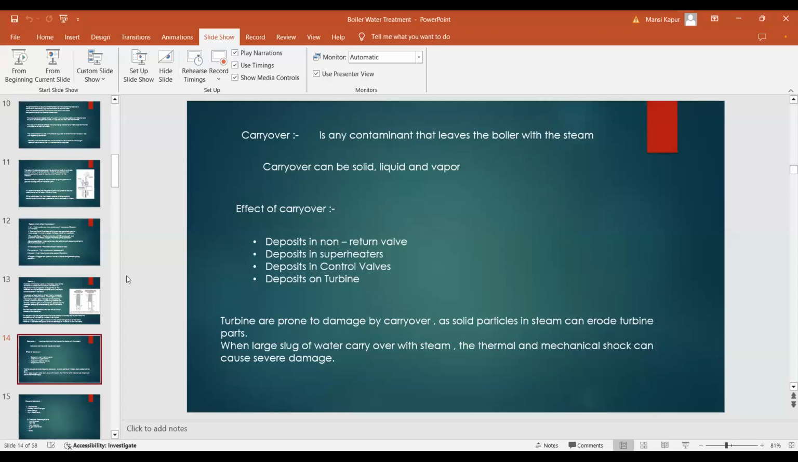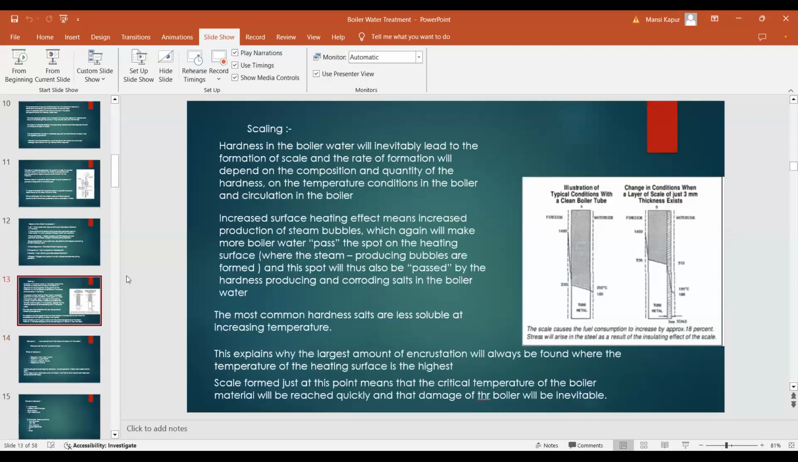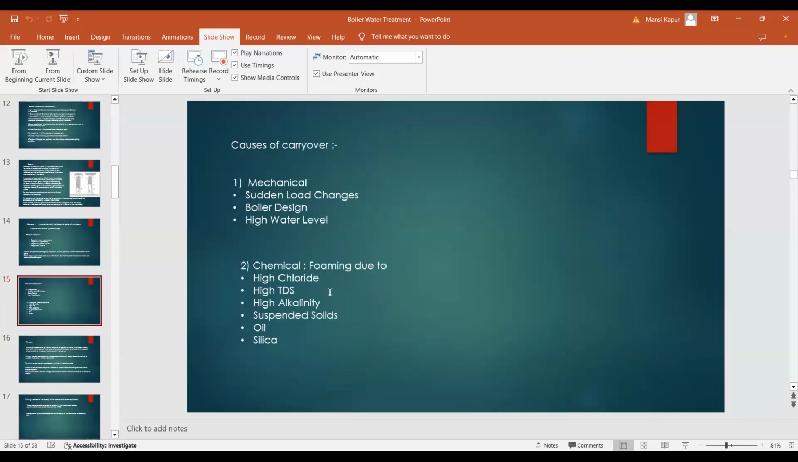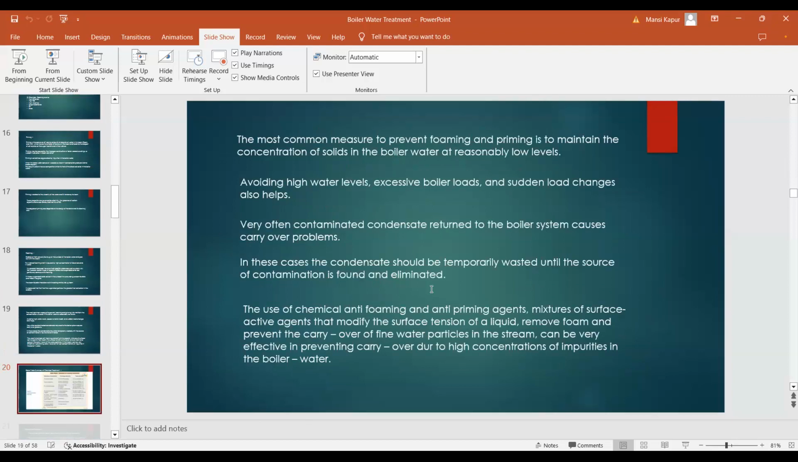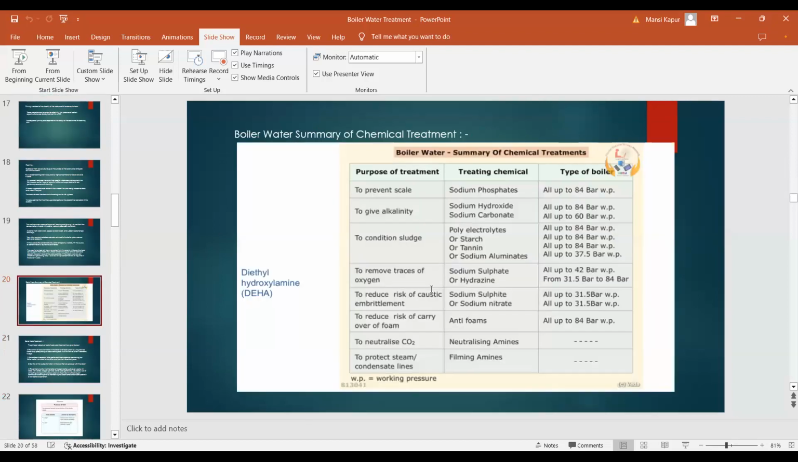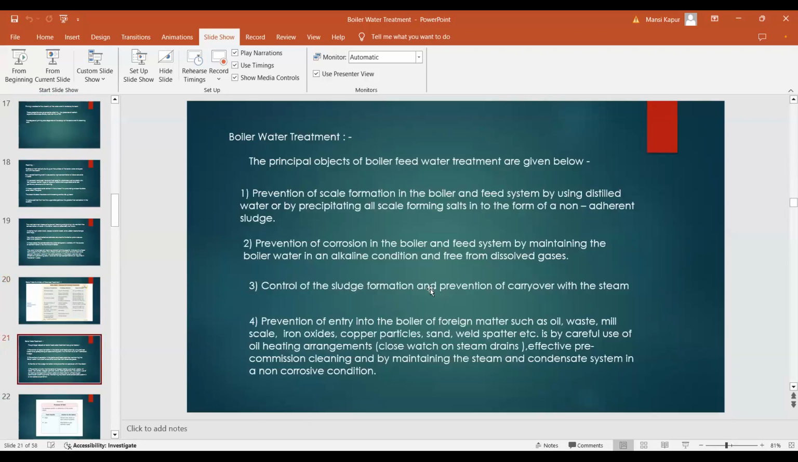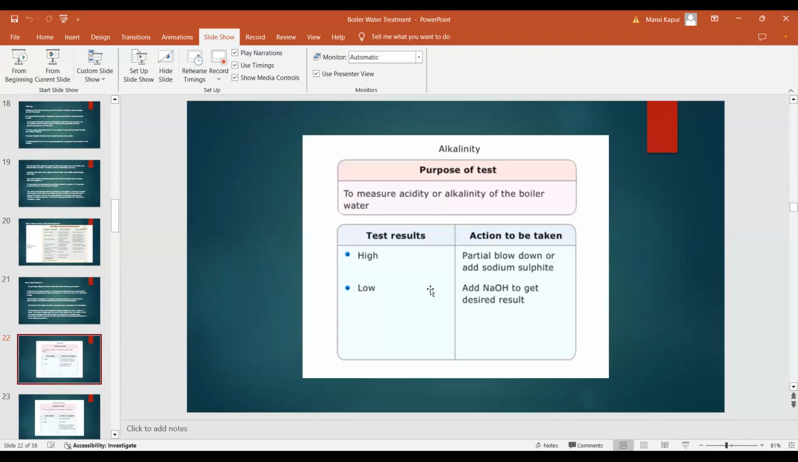So guys, tomorrow we will see what carryover is. After carryover, we will see the causes of carryover, what is priming, what is foaming, and your boiler water summary, what all things you have to maintain. Then we will start with the boiler water treatment. Right now we are studying why we need to treat our water, right? Then we will start the boiler water treatment.